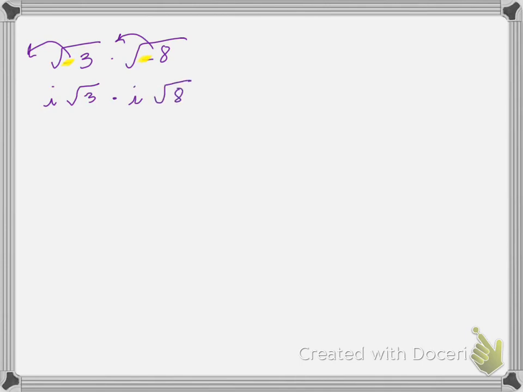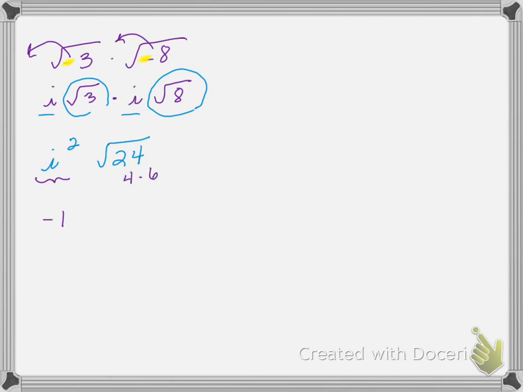Now you're multiplying, so we're going to multiply i times i. That'll give us i squared. Then we multiply the square root of 3 times the square root of 8, which will be the square root of 24. Then we're just going to clean up. So i squared gives us a negative 1. Since 6 times 4 is 24, that allows us to pull a 2 out front. So that will be a 2 times the square root of 6. And kind of putting all that together, you have negative 2 times the square root of 6.